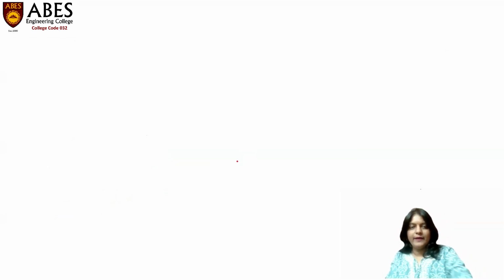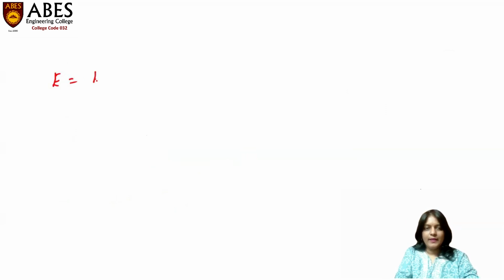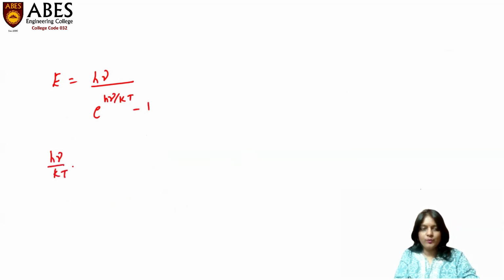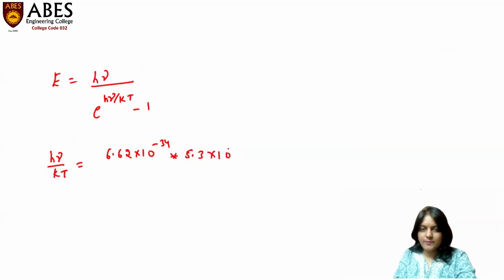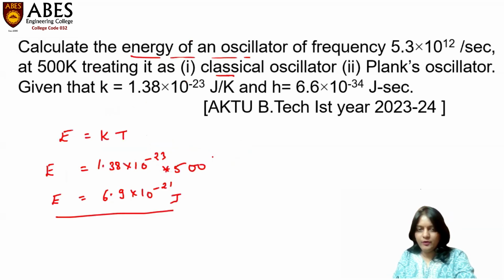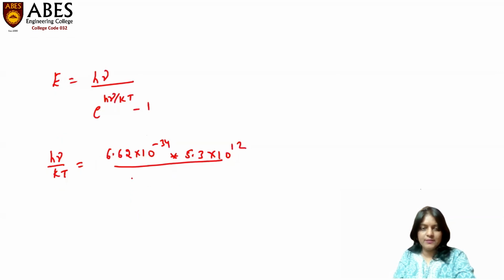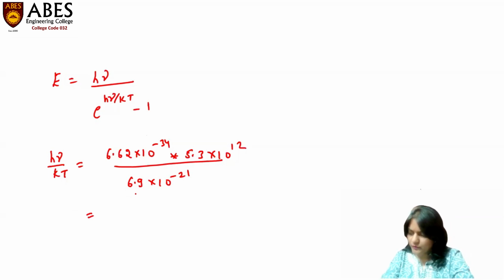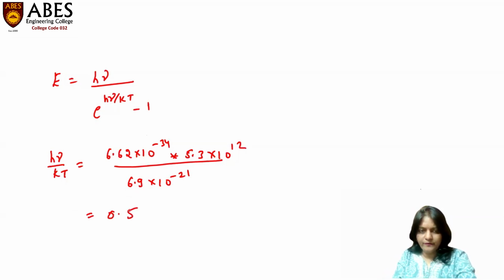Now for the energy of the Planck oscillator, the formula is hν upon e raised to the power hν upon kT minus 1. First of all, calculate hν by kT, where h is 6.62 × 10^-34, ν is the frequency, 5.3 × 10^12, and kT we already calculated as 6.9 × 10^-21. After calculating it, I will get 0.505.